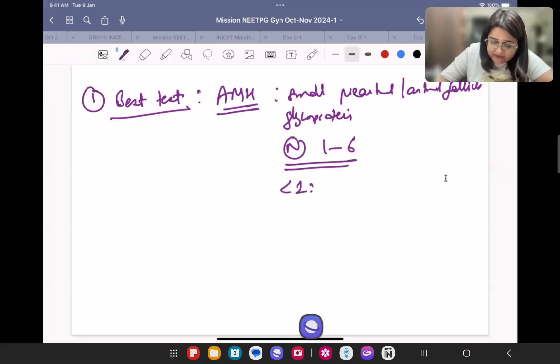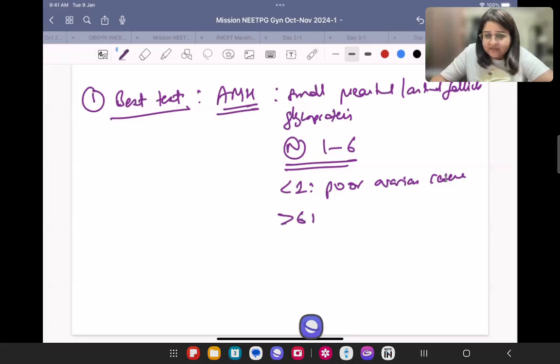Anything less than 1 is a sign of poor ovarian reserve. And if it's more than 6, what does this mean? It means good ovarian reserve. Where will you see good ovarian reserve?